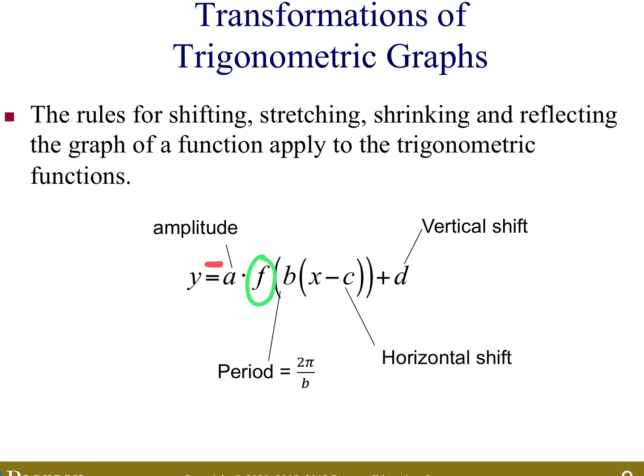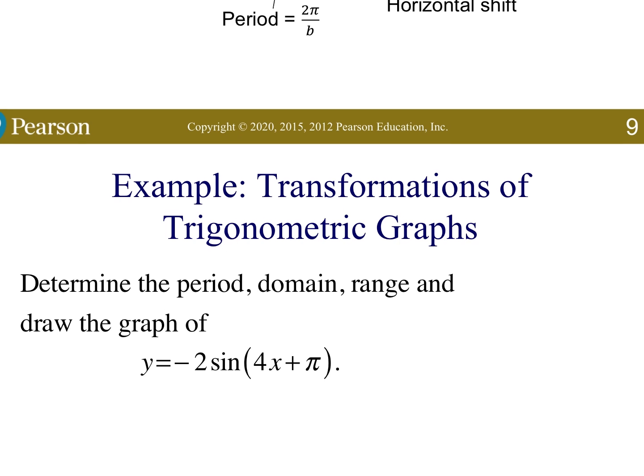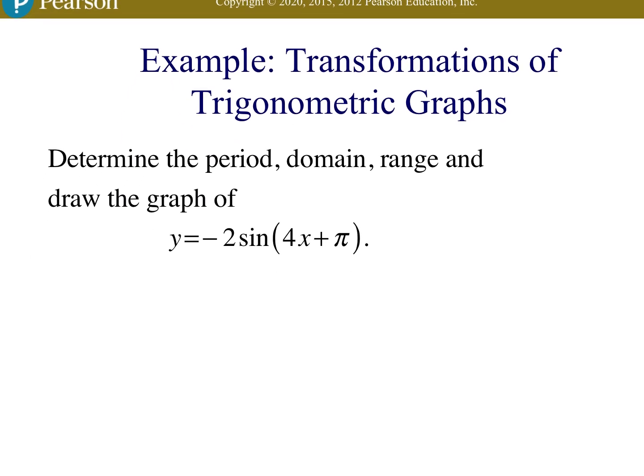And then we've got a horizontal shift, which is the minus C, and then any vertical up and down shift is going to be the plus D. But factoring out this B right here will be important to getting the shift correct. So let me show you one here. This is what I mean.